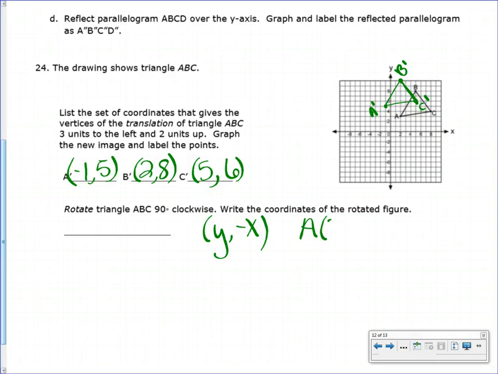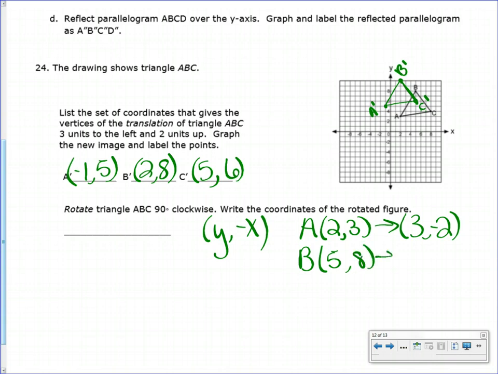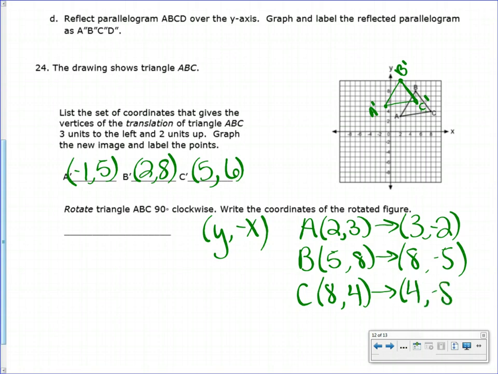So A is at 2, 3. That turns into 3, negative 2. B is at 5, 8. So that turns into 8, negative 5. And C is at 8, 4. And that turns into 4, negative 8. So those would be the coordinates right here of your rotated figure.